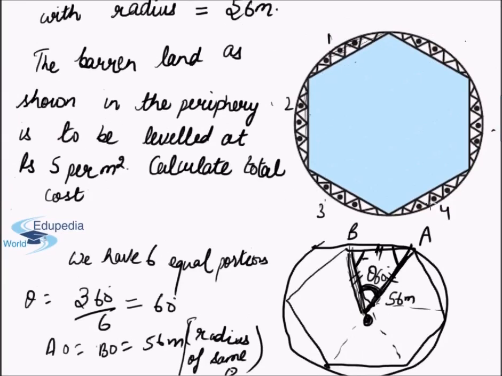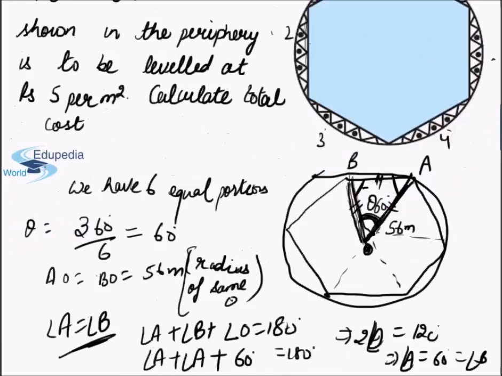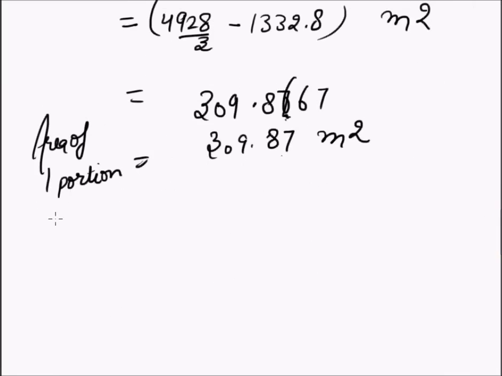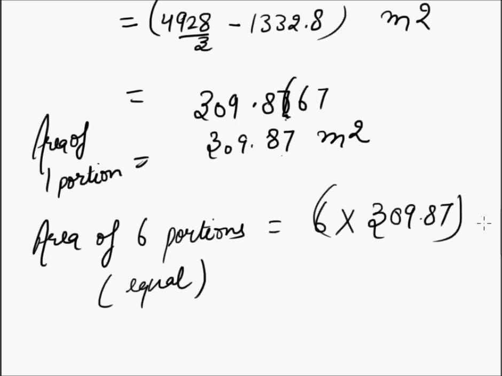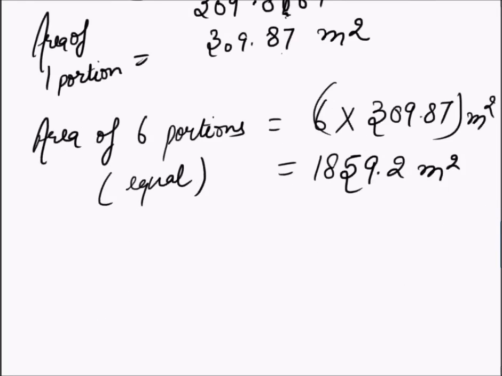1, 2, 3, 4, 5 and 6. So the area of such equal 6 portions, by symmetry we can easily see that these portions are equal, we have their areas at 6 times this term. So the area will be 1859.2 meter squares on simplification.